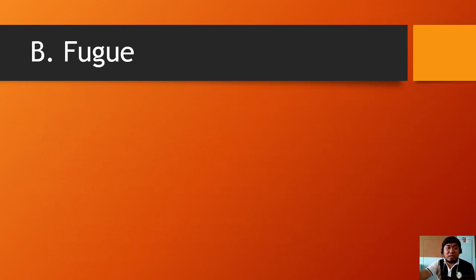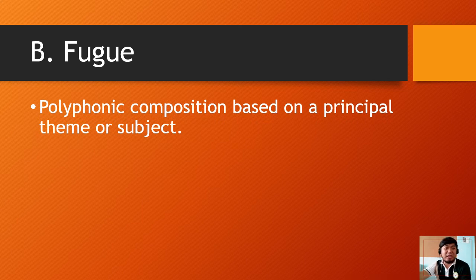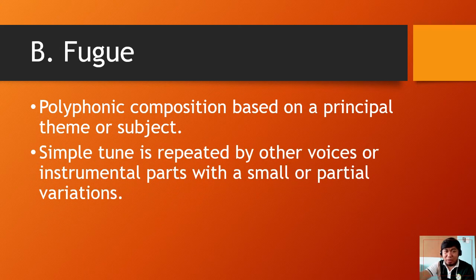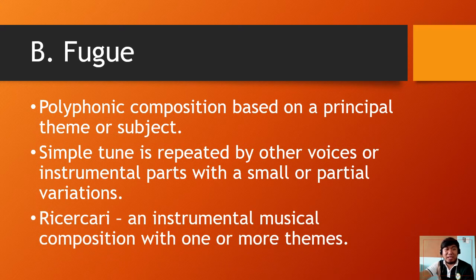So the fugue is a type of musical composition based on a principal theme or subject. So its melodic lines called counterpoint imitate the principal theme. So it uses a simple tune which is repeated by other voices or instrumental parts with a small or partial variation. So nag-umpisa ito noong 16th century kasama ang ricercar na isang composition ng instrumental na may isa o maraming tema.